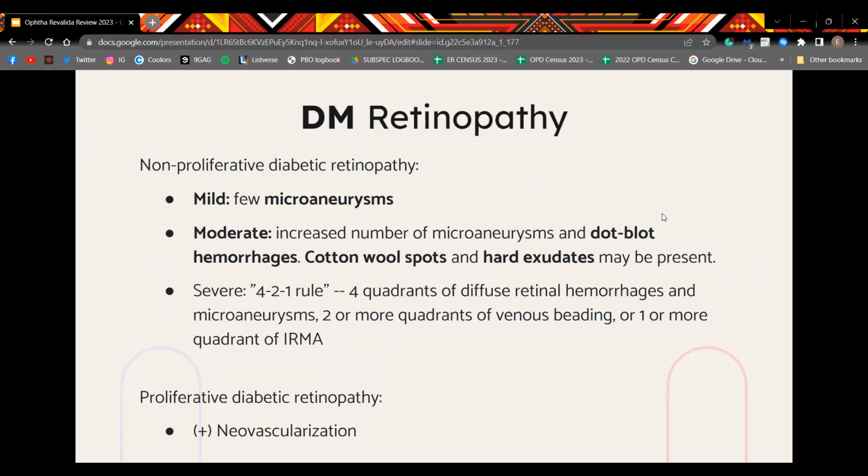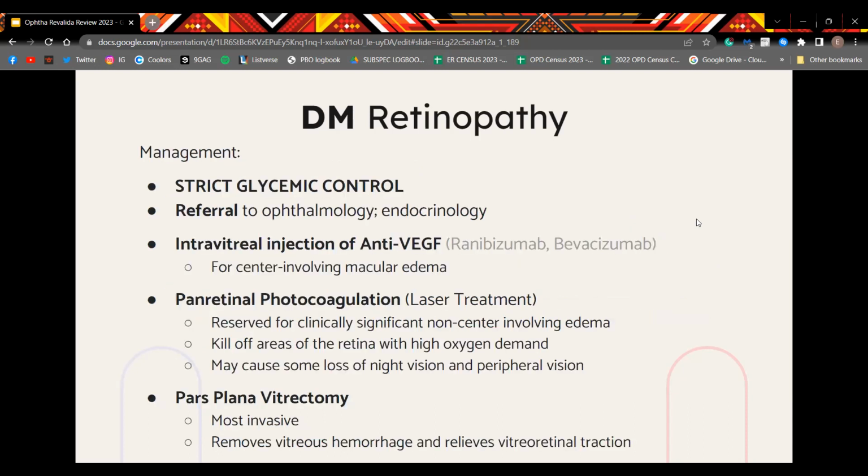For diabetic retinopathy naman, ang grading niya is divided into non-proliferative and proliferative. For non-proliferative, ang keywords na ibibigay ko sa inyo is microaneurysm for mild. Kapag may dot blot hemorrhages, cotton wool spots or exudates, moderate na yon. Yung severe, hindi masyado kailangan alam yan kasi I don't think magbibigay ng severe DM-RET for Revalida. Okay, and yung proliferative, medyo advanced na yung mga yon. Okay, so management would be strict glycemic control. And that means referral to endocrinology. No, so you can also refer to ophthalmology to ask for the intervention, which are as follows.